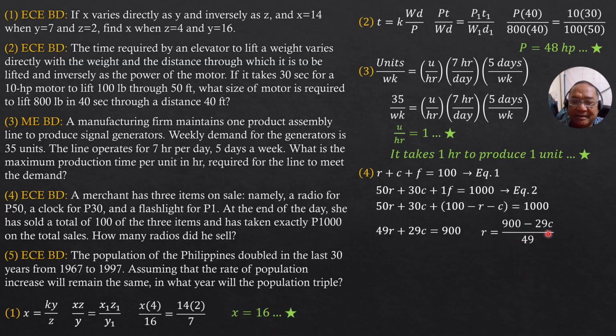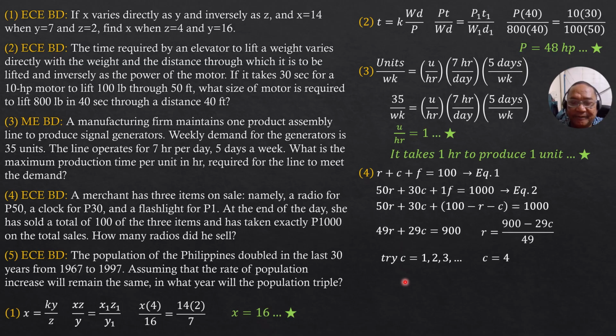So we try whole numbers for C beginning with 0. It is 0, 900 over 49. That's not a whole number, of course. You may try 0, 1, 2, and so on and so forth until such time that R is a whole number, because these variables should be whole numbers. So that's it. And the value of C that will make R a whole number is 4.